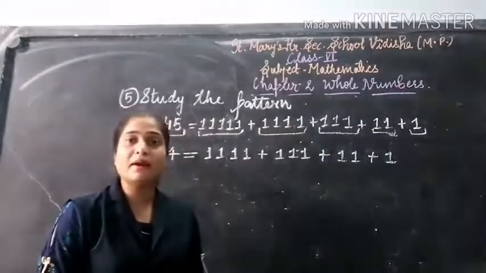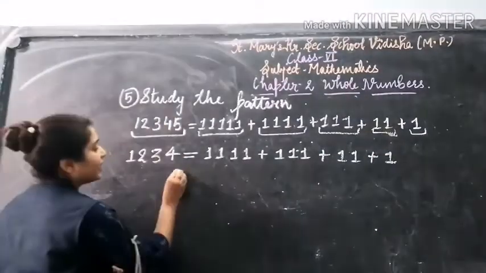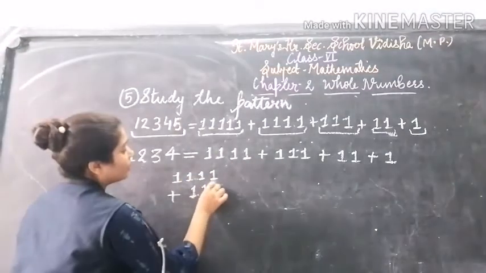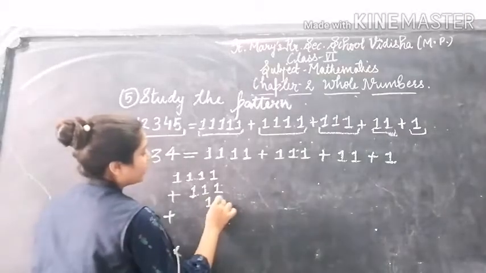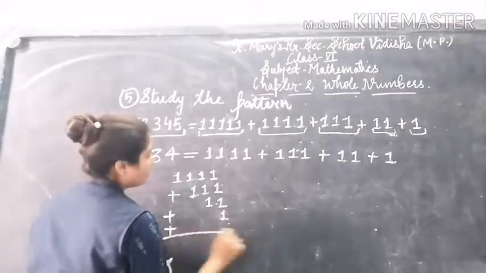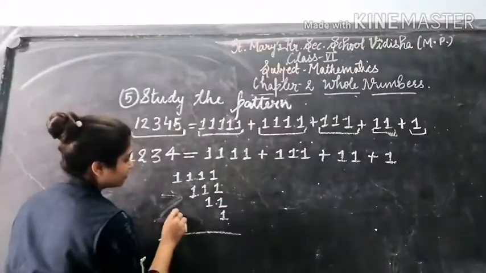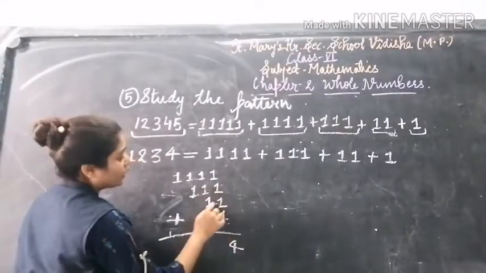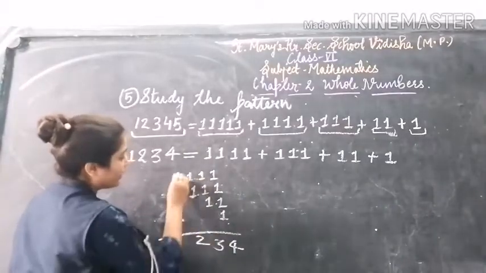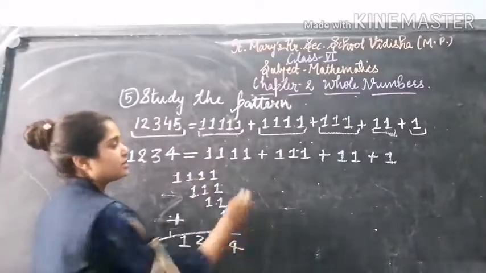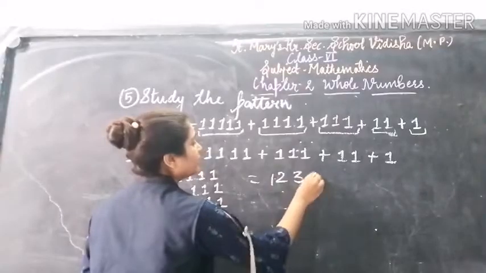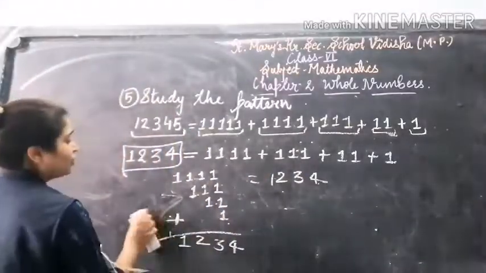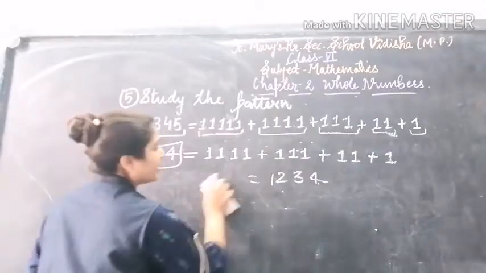Let us check our answer by addition. When you add 1, 1, 1, 1 plus 1, 1, 1 plus 1, 1 and then plus 1, what will we get? 4. 3. 2 and 1. So the answer here is 1, 2, 3 and 4, which is the same. So we have made the correct pattern.